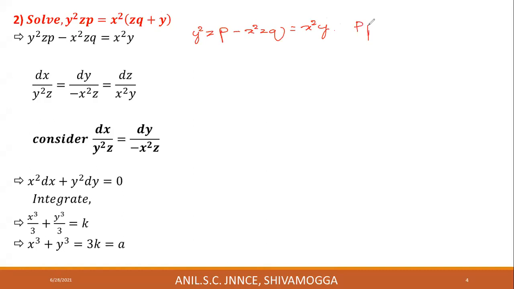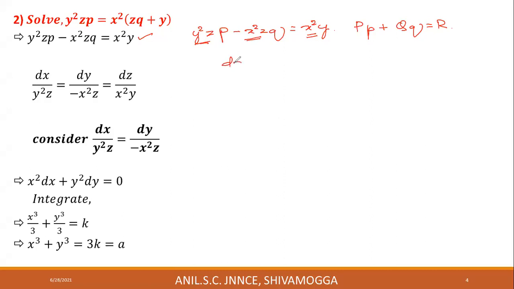Capital letter P into small letter p plus capital letter Q into small letter q is equal to R. Clearly, it takes this form. Capital letter P is y square z, capital letter Q is minus x square z, and R is x square y. That's what I have written here: y square z into p minus x square z into q is equal to x square y. Now, the first working rule is to construct the auxiliary equation.